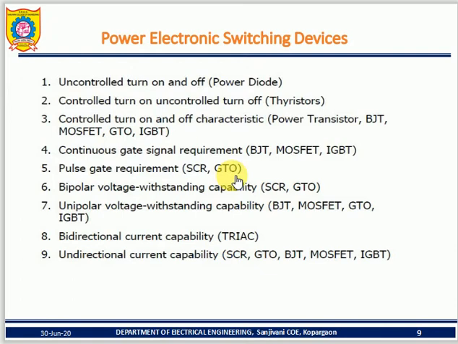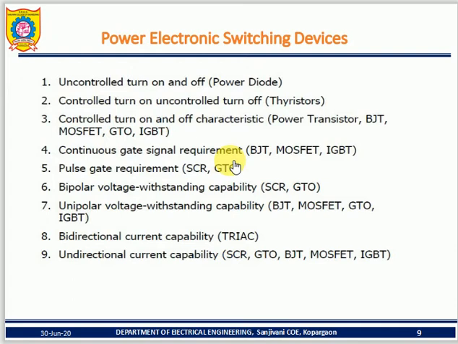Once it crosses the minimum current, even if you cut the gate pulse, the device keeps on turning on. The device stays on. For SCR and GTO, this minimum current is required to turn on the device.